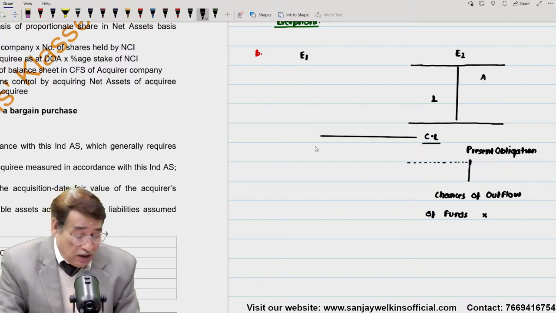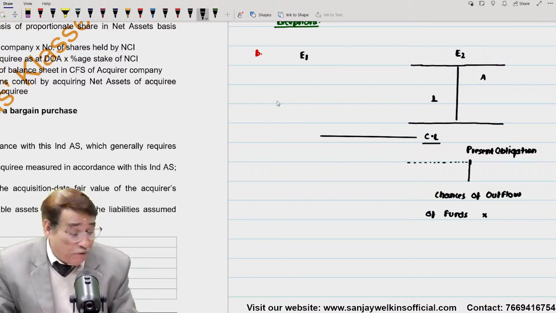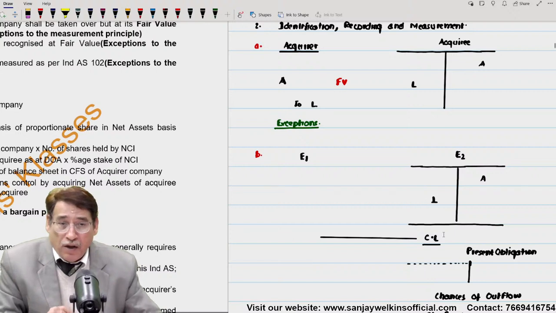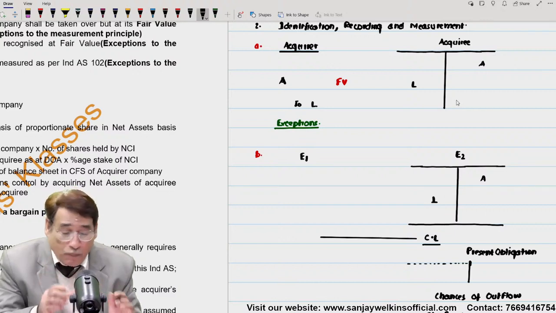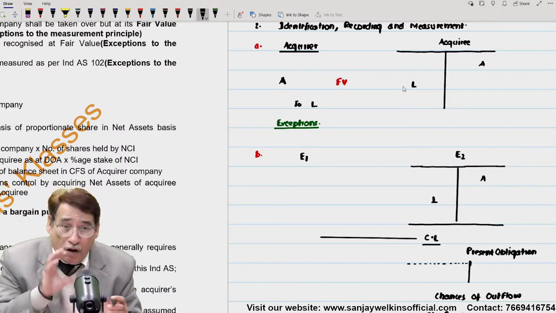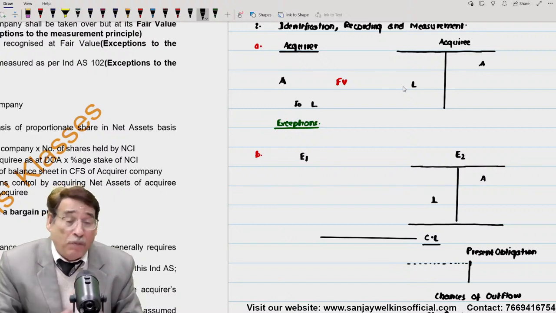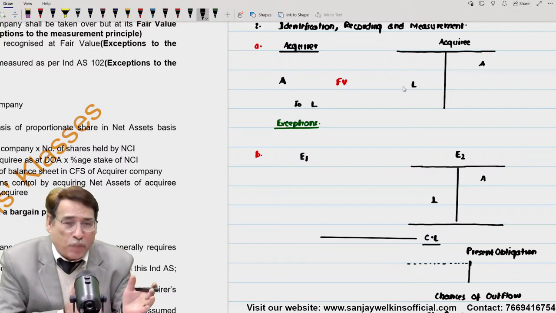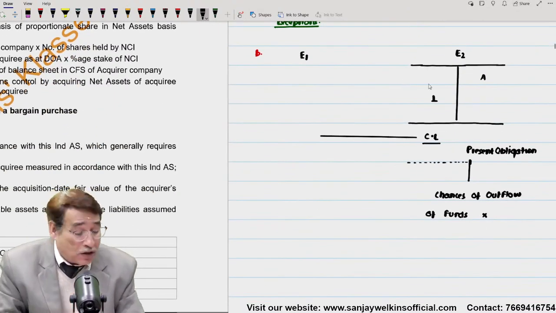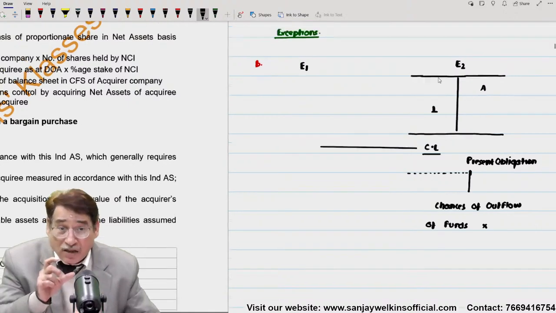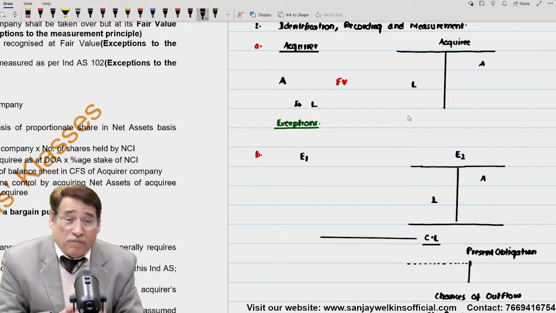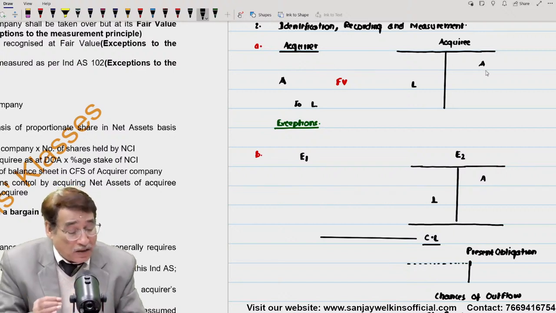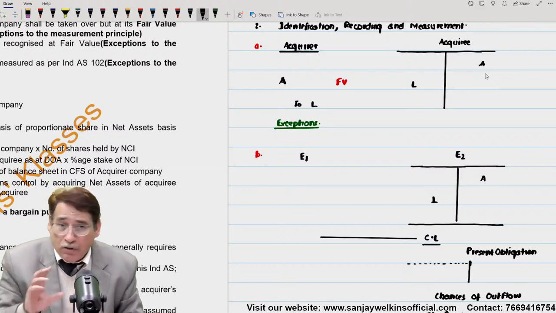Provided, see here, first of all, let me actually write here. First of all, let me also explain to you that it is an exception. The general principle is that all the assets and liabilities which are appearing in the balance sheet of the acquiring company will be recorded, and recorded at fair value. Mind the language here. Whether asset or liability, if it is appearing in the balance sheet, we will have to record it at fair value. This is the general principle.